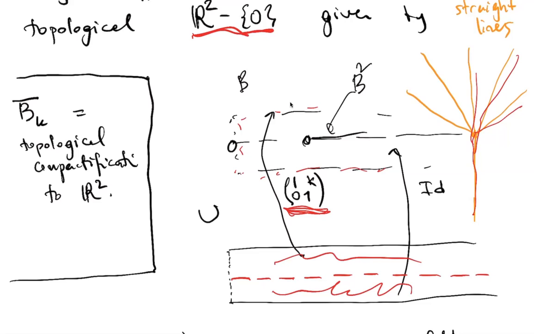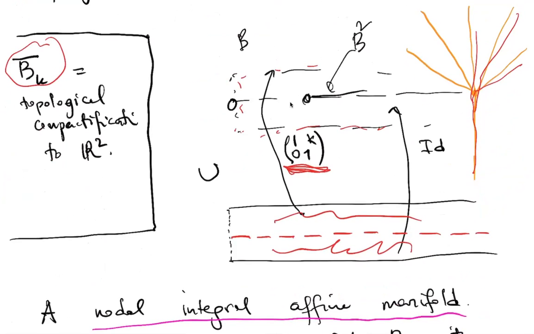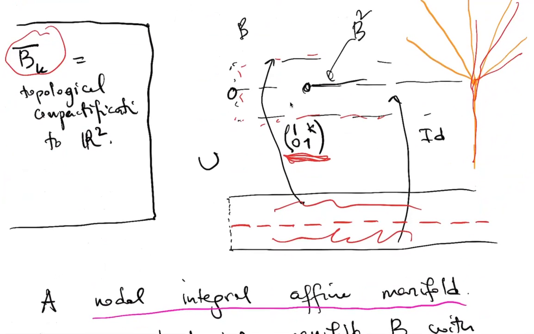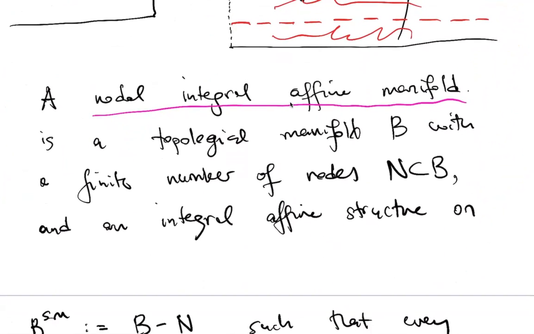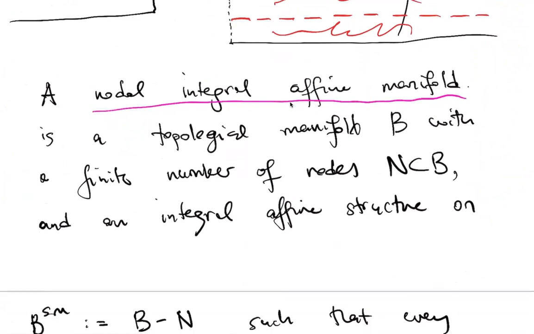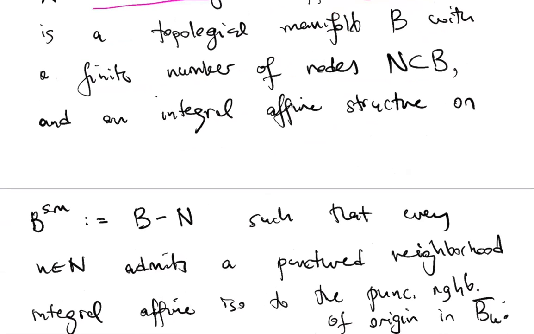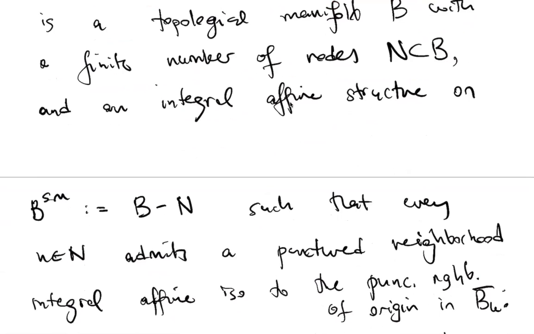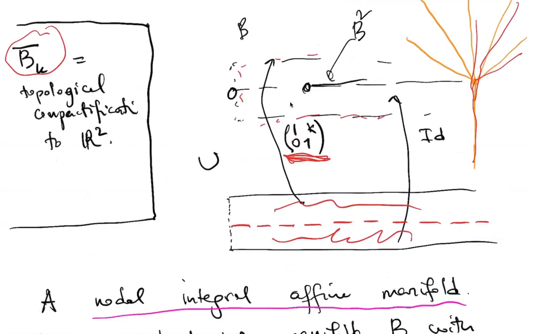And I will denote these integral affine manifolds by B_K. And these integral affine manifolds admit a topological compactification to R2, which I will denote by B_K bar. Okay, so a nodal integral affine manifold is then a topological manifold B with some specified nodes and an integral affine structure in the complement of the nodes, such that the punctured neighborhood of all these nodes is isomorphic to one of these models that I just defined.